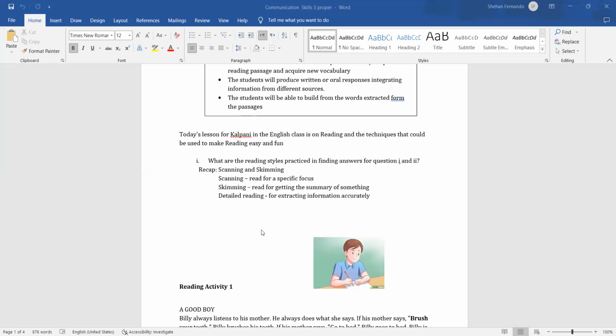We skim it. But in scanning, let's say job security, you go into that particular area and read for that focus you have. In skimming, you go through the whole thing to get an idea of what the passage is about. In detailed reading, of course, it takes a lot of time to extract information accurately. We go in for detailed reading.